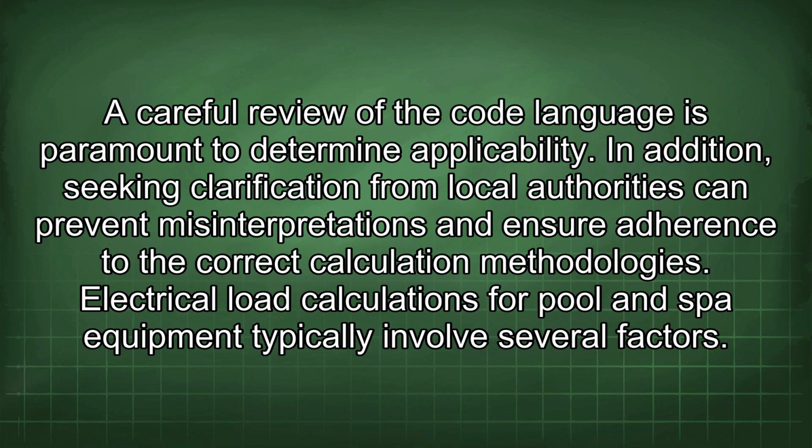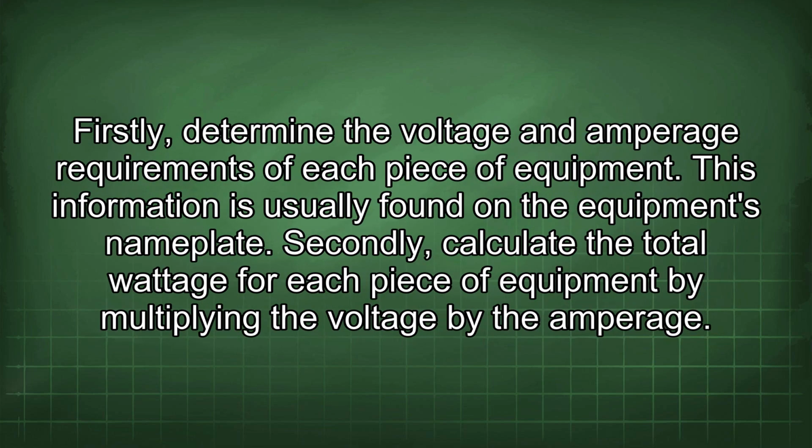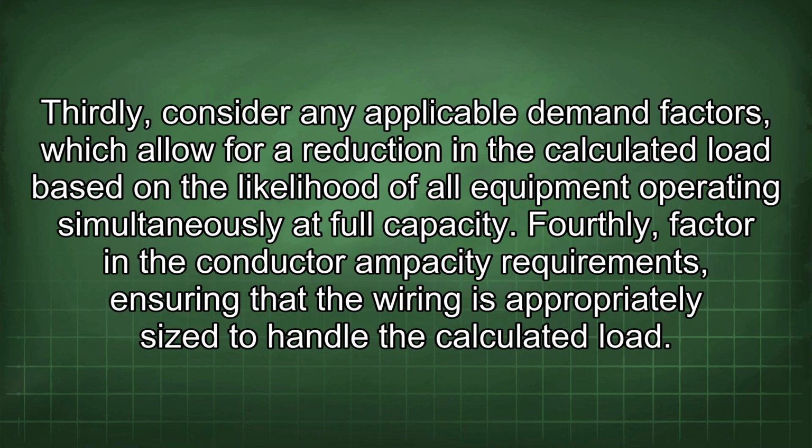Electrical load calculations for pool and spa equipment typically involve several factors. Firstly, determine the voltage and amperage requirements of each piece of equipment. This information is usually found on the equipment's nameplate. Secondly, calculate the total wattage for each piece of equipment by multiplying the voltage by the amperage. Thirdly, consider any applicable demand factors, which allow for a reduction in the calculated load based on the likelihood of all equipment operating simultaneously at full capacity.